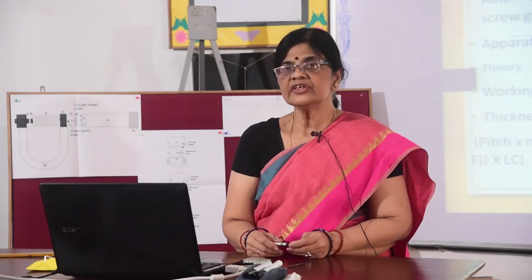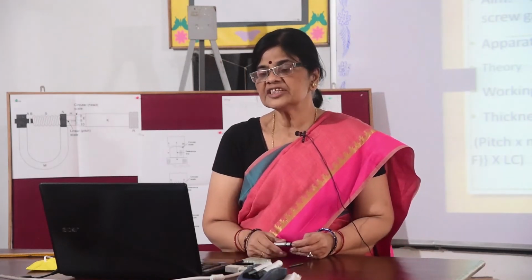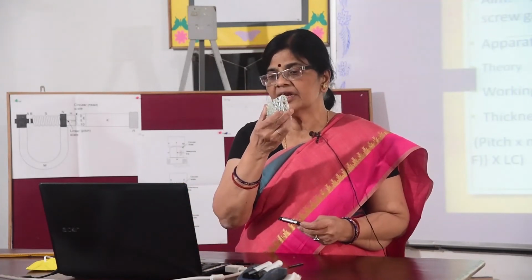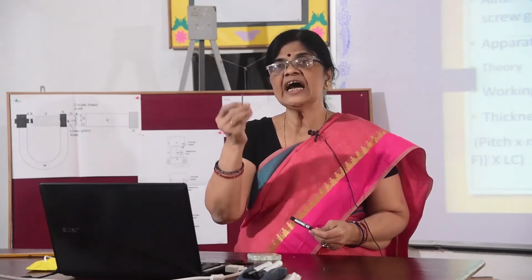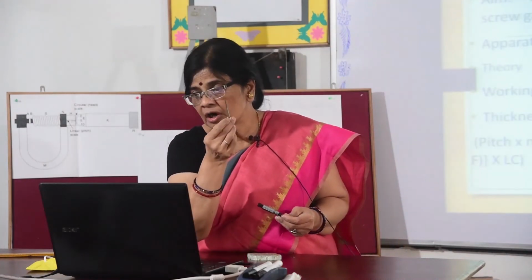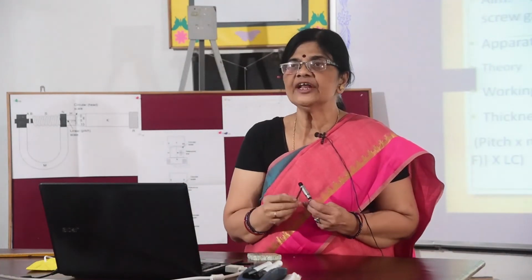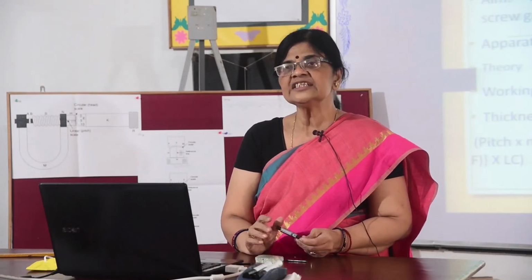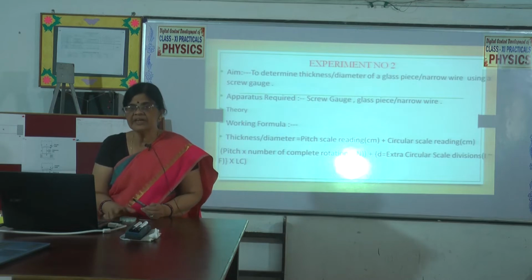Well, we start with our screw gauge experiment. The experiment is to determine the thickness of an irregular lamina, or you can find the diameter of a narrow wire. Diameter of a narrow wire or thickness of the lamina, both using the screw gauge. So let's start with the irregular lamina.